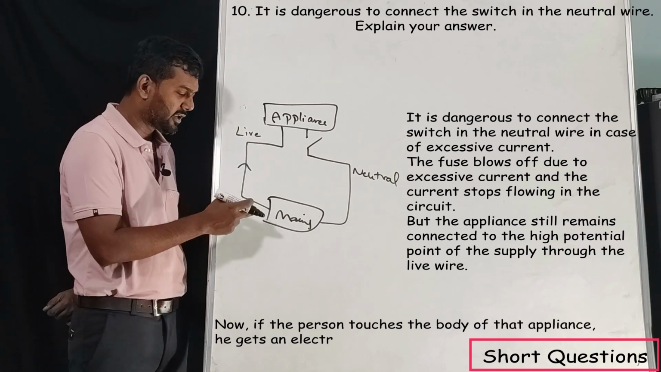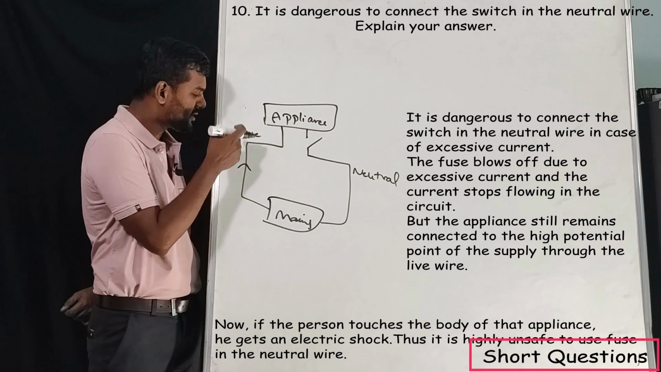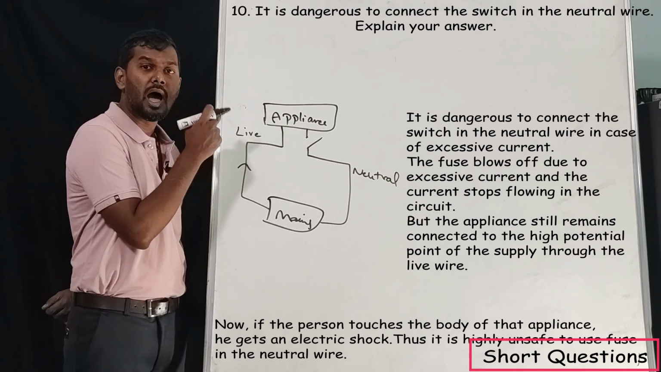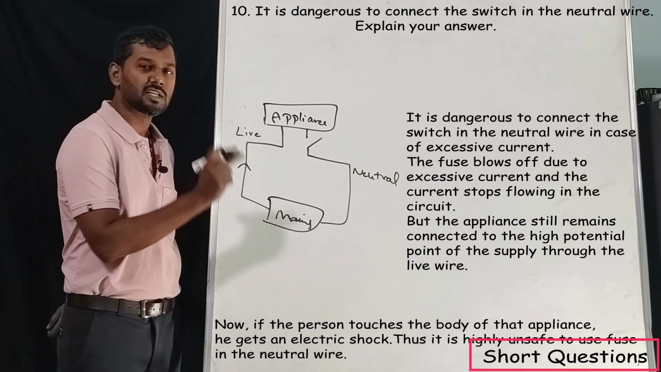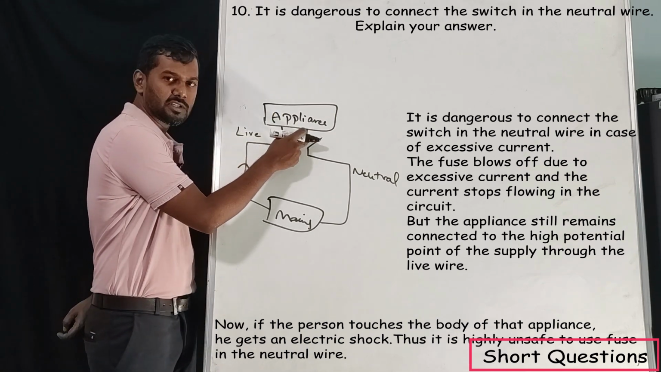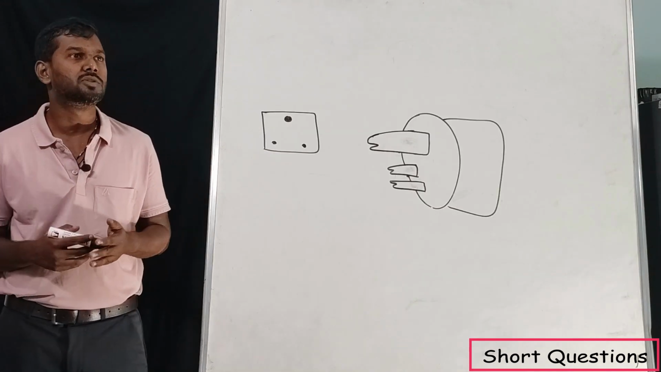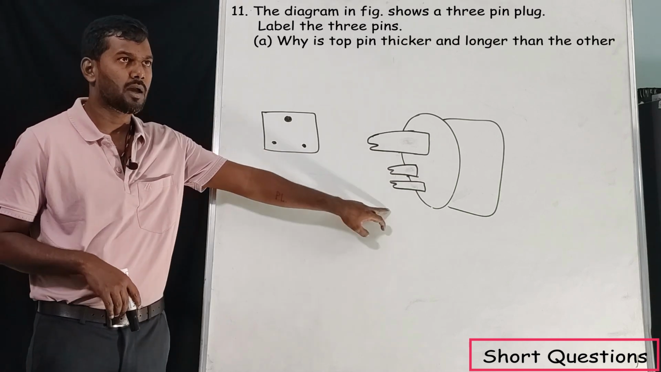So in the live wire we get the high potential. Even though the switch is turned off, the appliance always remains connected to the mains through the high potential carrying wire, that is nothing but the live wire. So it is always dangerous to connect the switch in a neutral wire. This is the answer. Our next question: the diagram in the figure shows a 3-pin plug.